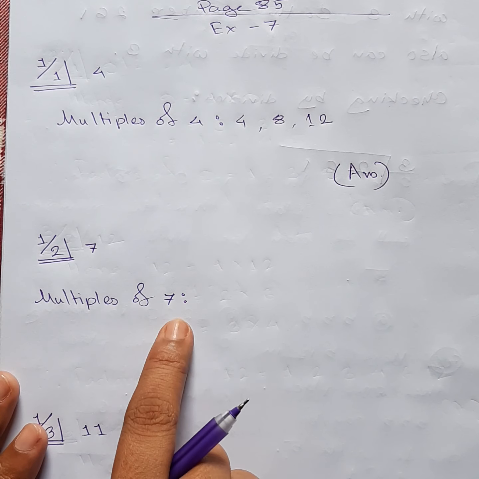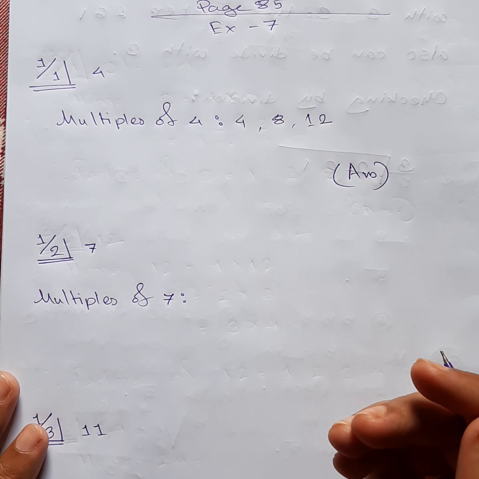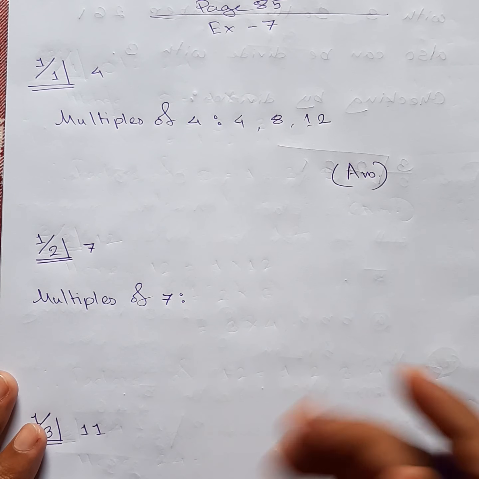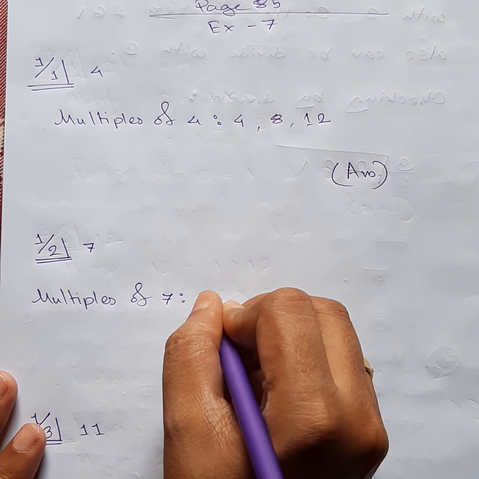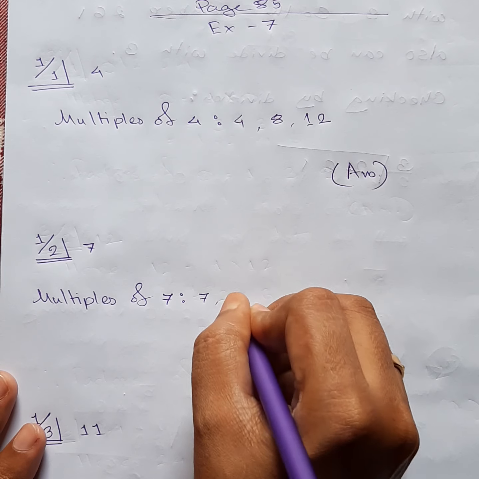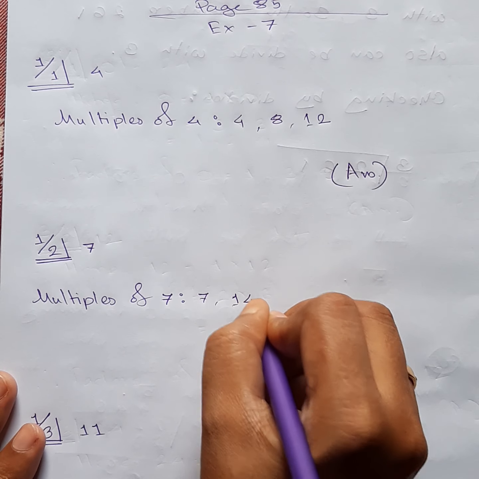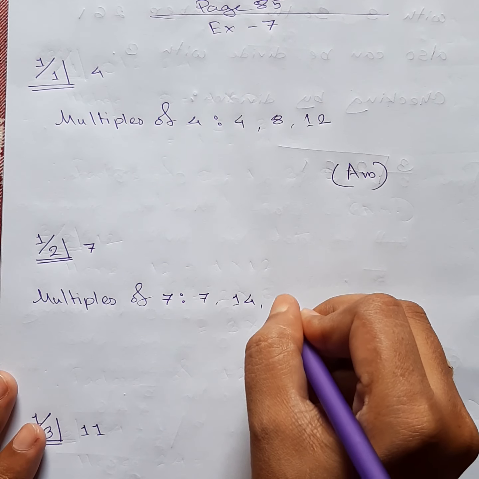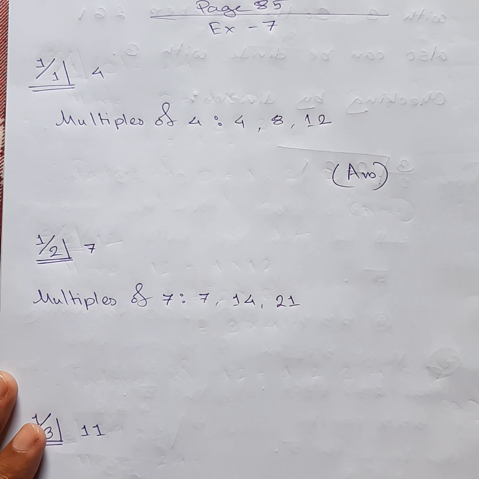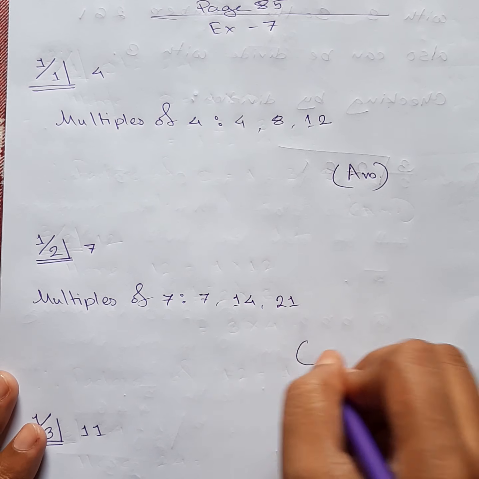This is also easy. Again, timetables of 7. Let's see. 7 ones are 7, 7 twos are 14, and 7 threes are 21. Yes, 21.